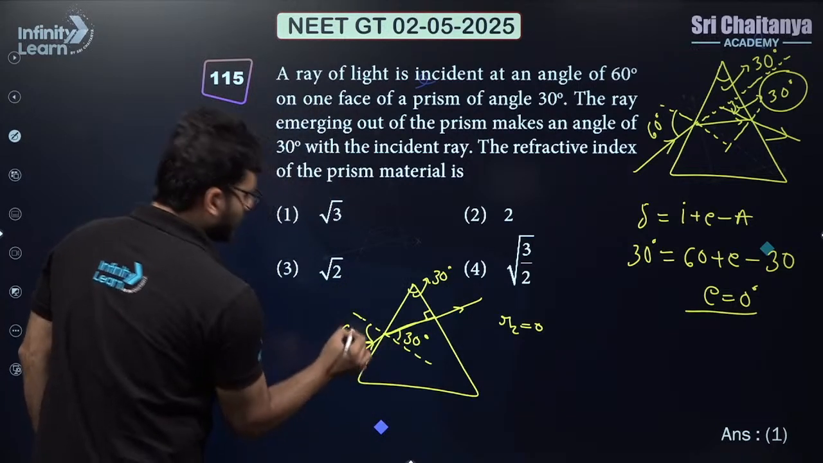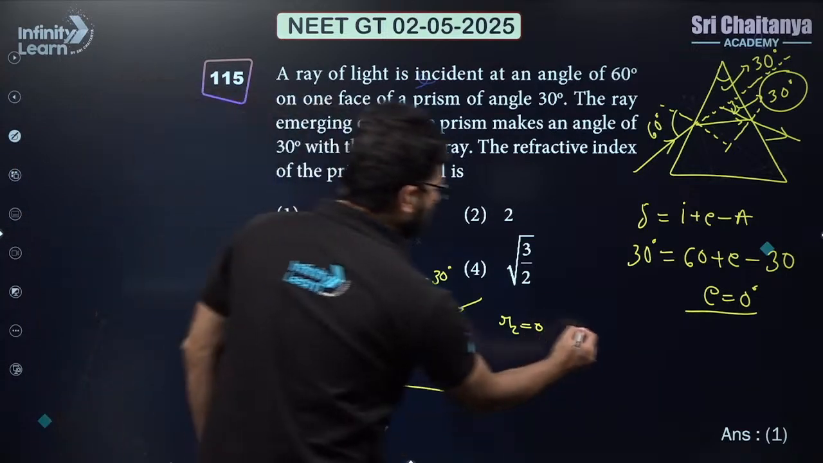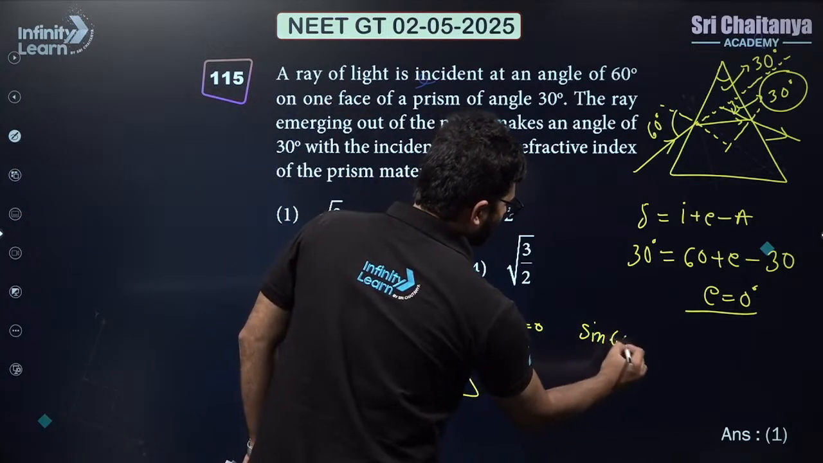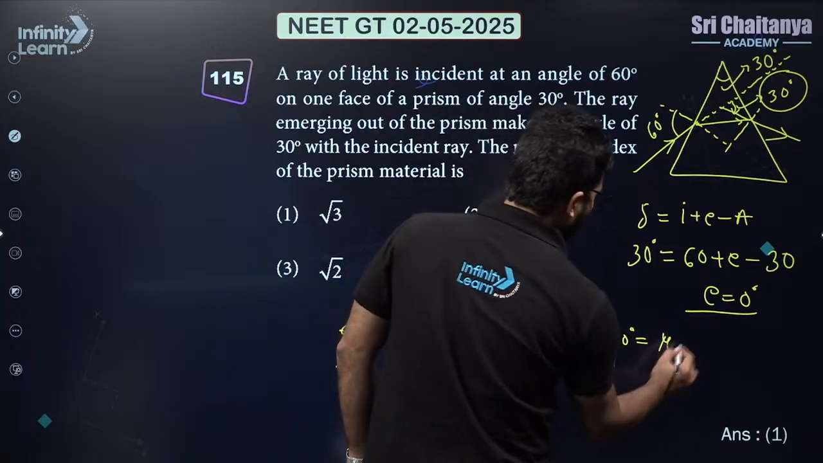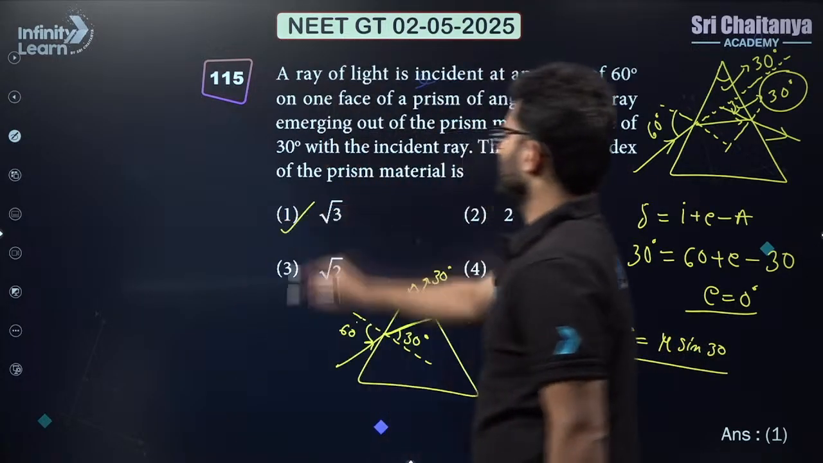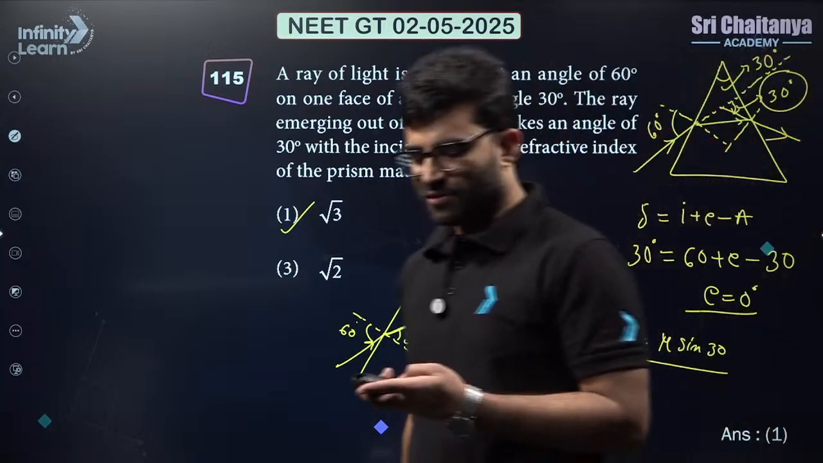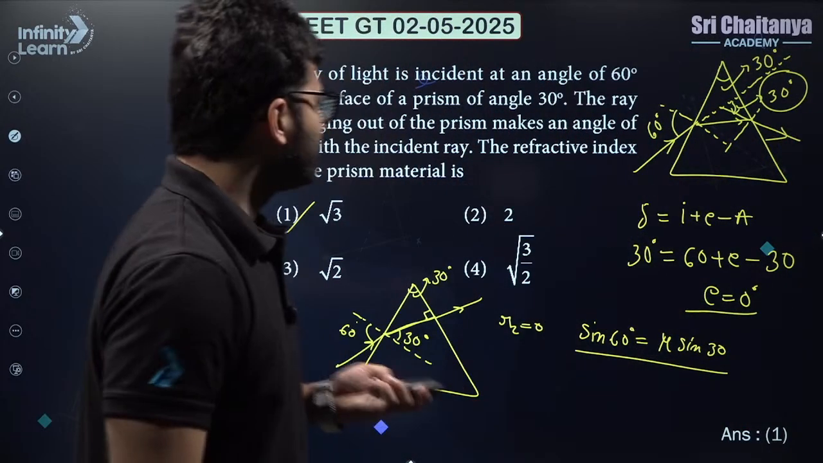This is 60. Now you apply Snell's law here, guys. So how will I apply Snell's law? Sine 60 is equal to mu times of sine 30, right? So you'll get mu as root 3. Clear? You'll get mu as root 3, right?